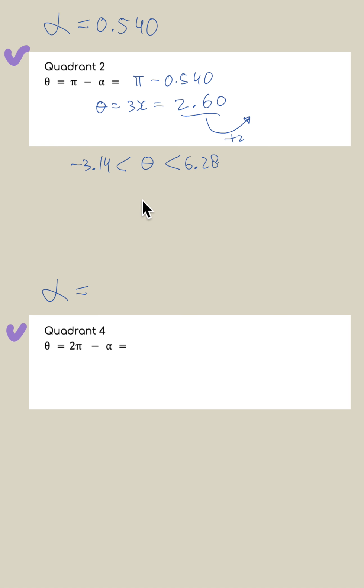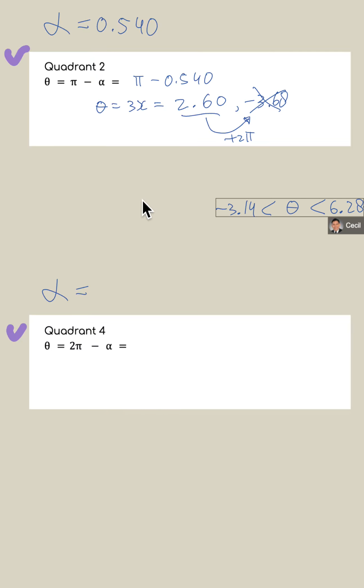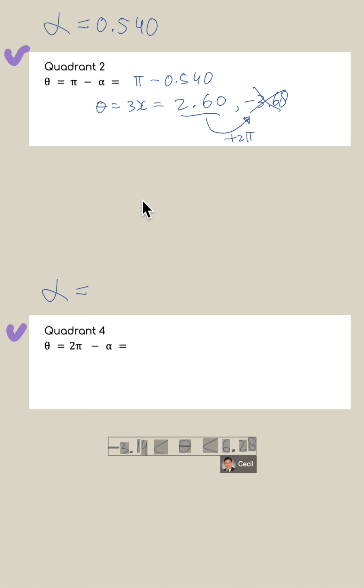Shall we add 2 pi? No, I think not, because 2 pi itself is 6.28. If you add that number, you're going to get some very big number, maybe 8 point something, so it's not. How about we minus away 2 pi? 2.6 minus 2 times pi. If you minus away 2 pi, you get negative 3.68. Also wrong here. What does it mean? It simply means you have only one value in quadrant 2, which is only 2.6.